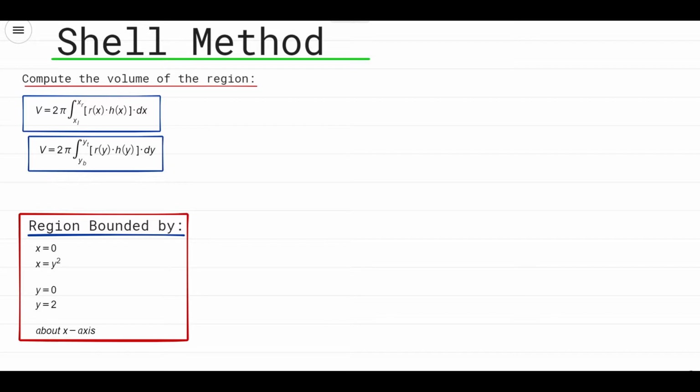Anyways, we're going to use a region bounded by those constraints, but right now I'm going to show you the formula that we're using for the shell method. Volume is equal to 2 pi, over the bounds, r of x times h of x dx. So r of x is the radius, and h of x is the height. The idea behind the shell method is that we're given a disk that's being revolved.